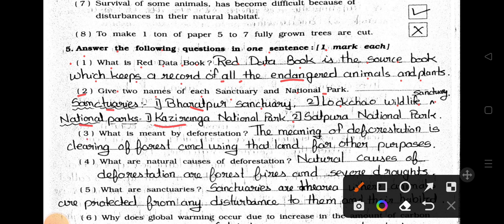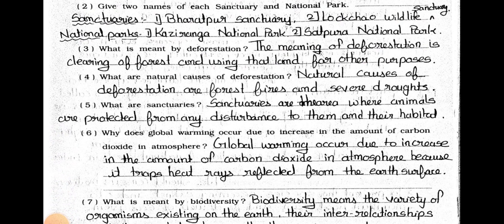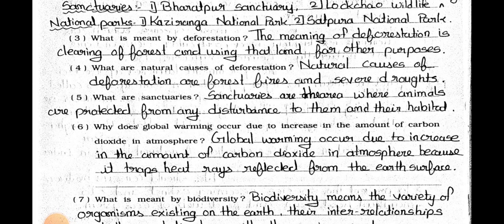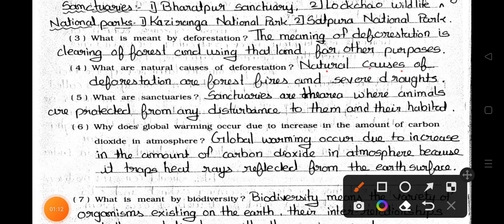Question number 3. What is meant by deforestation? Answer is the meaning of deforestation is clearing of forest and using that land for other purposes. Question number 4. What are natural causes of deforestation? Answer is natural causes of deforestation are forest fires and river drought. Question number 5. What are sanctuaries? Answer is sanctuaries are the area where animals are protected from any disturbance to them and their habitat.